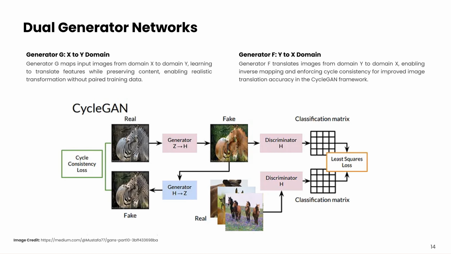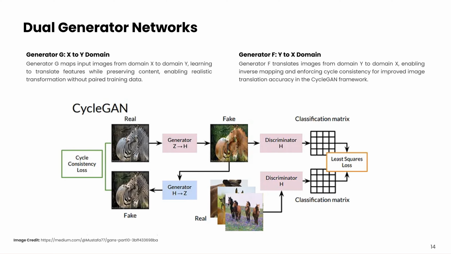The cycle consistency constraint is the backbone. If you map X to Y with G and then return to X with F, you should arrive near your original image. This bidirectional pressure prevents arbitrary edits and supports meaningful, content-preserving translations even without paired samples.